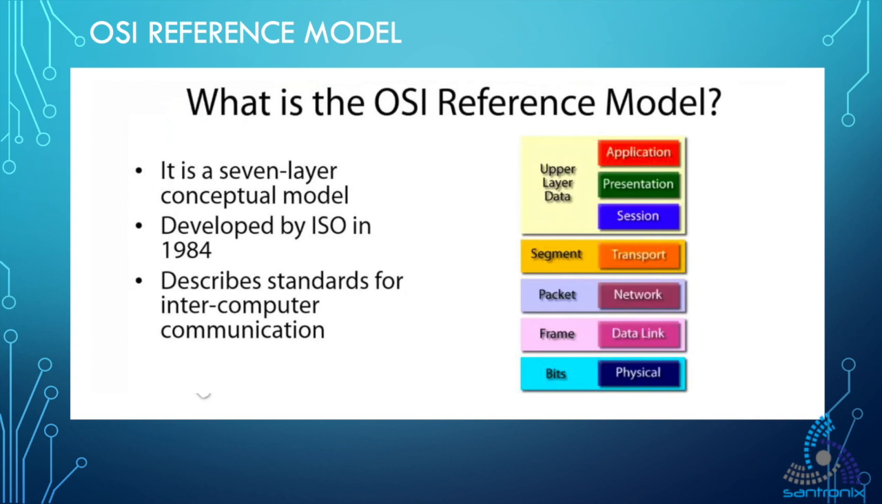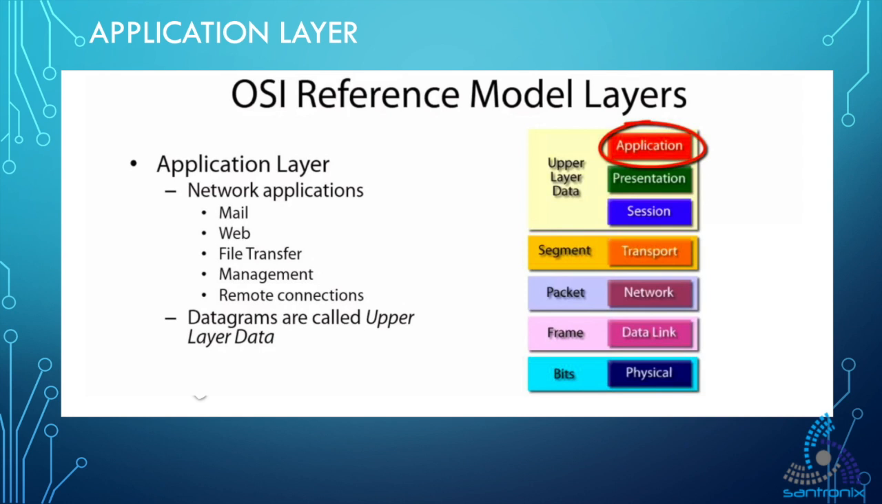As you can see, there are seven different layers of an OSI reference model. The first layer, or the upper layer, is called upper layer data. The datagrams are called upper layer data. Then it comes to segment, packet, frame, and bits, right? So let's first understand the top level layer, which is called the application layer.